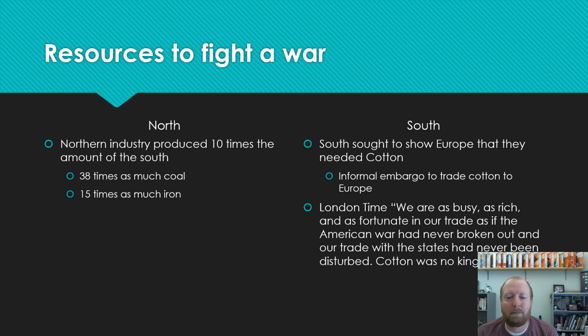In the London Times, it says, "We are as busy, as rich and as fortunate as if the American war had never broken out, and our trade with the States had never been disturbed. Cotton was no king." The use of cotton to try to gain European allies failed for the South.